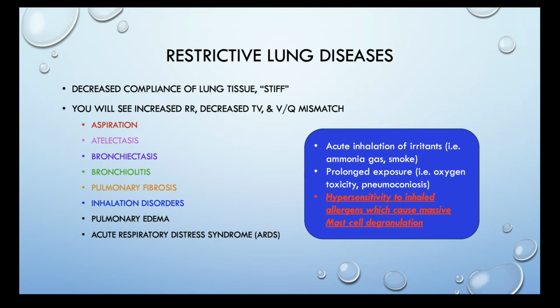And then this, I'm not even going to say it, pneumoconiosis. I can never say that the right way. But anyway, this is a chronic exposure to environmental hazards. This is your asbestos people. And you also have the situation where you have a hypersensitivity to inhaled allergens, and this causes massive mast cell degranulation. So you have all of this inflammation from a hypersensitivity.